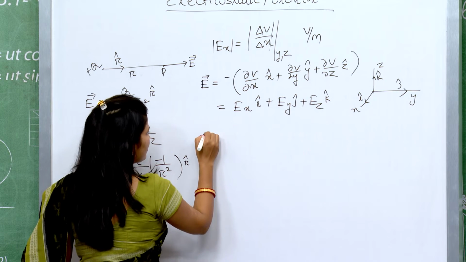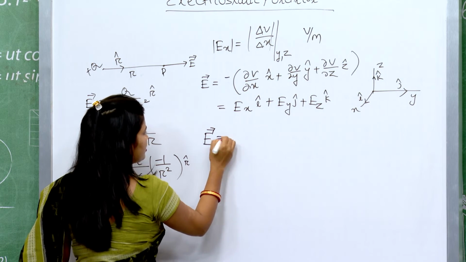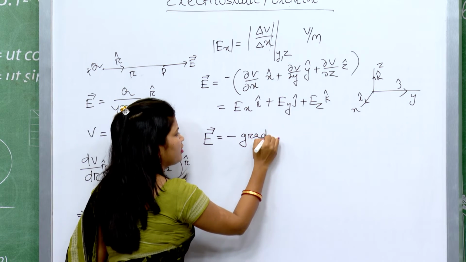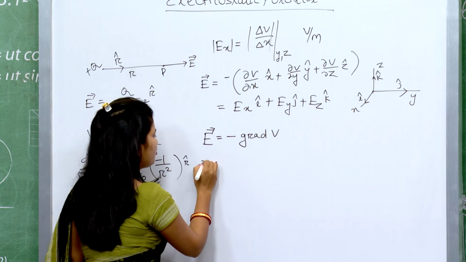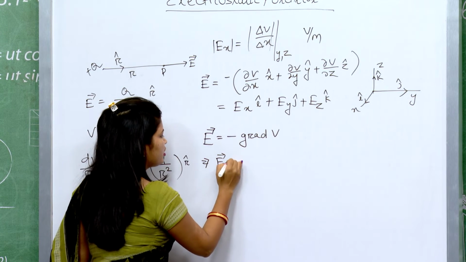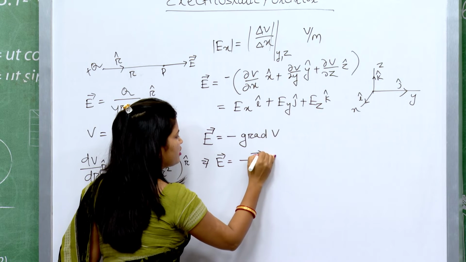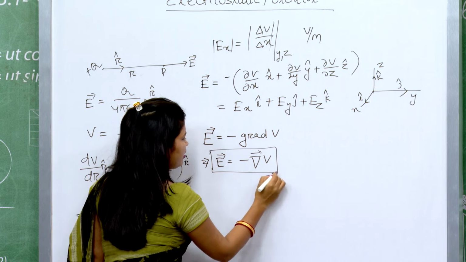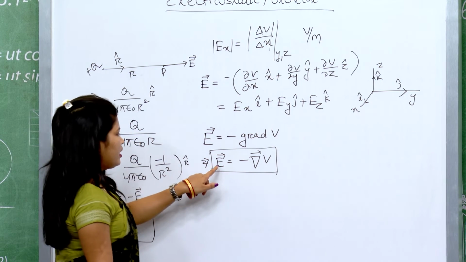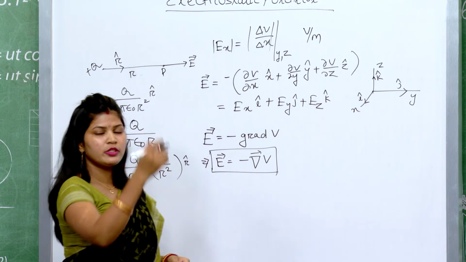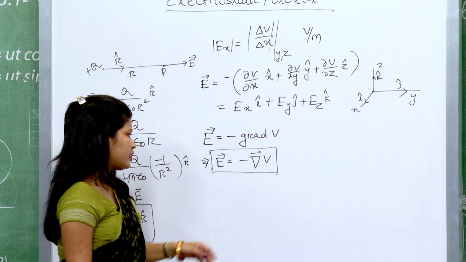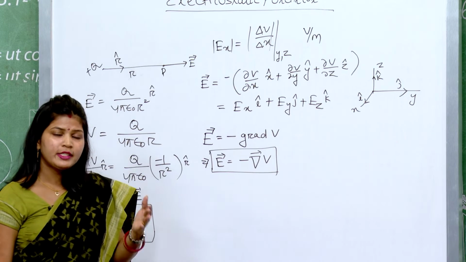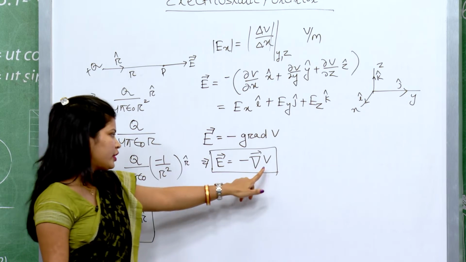So, I would write electric field E vector in the form of minus grad V, or in symbolical form E vector is equal to minus gradient of potential V. This negative sign indicates that electric field points from a region of higher potential to lower potential, and the gradient points in the direction of maximum increase of the potential V.